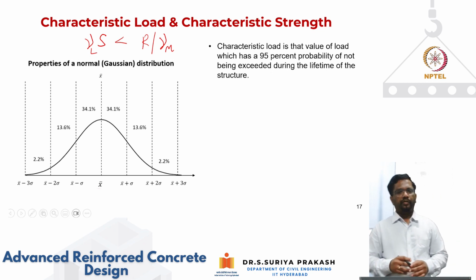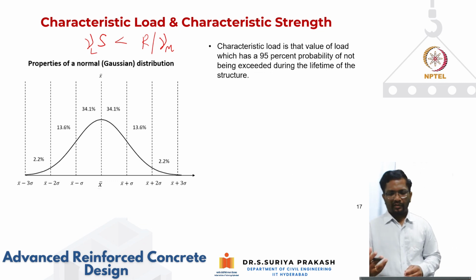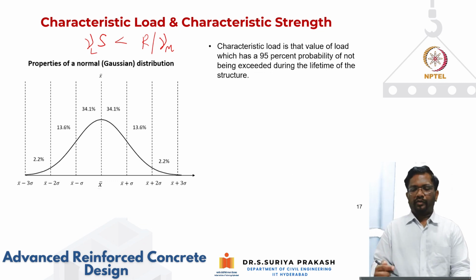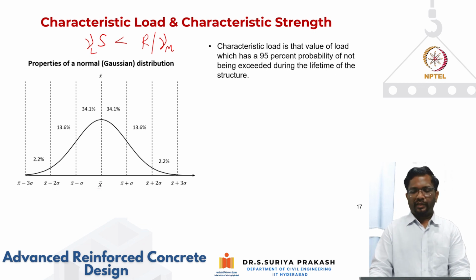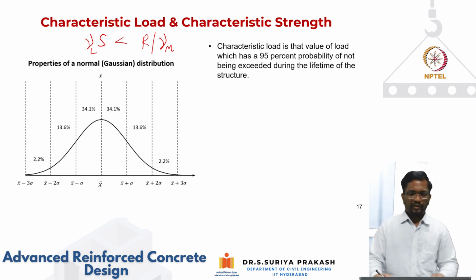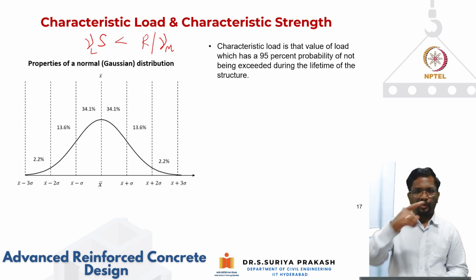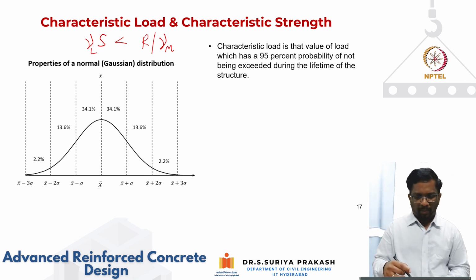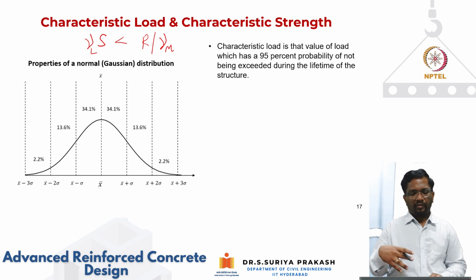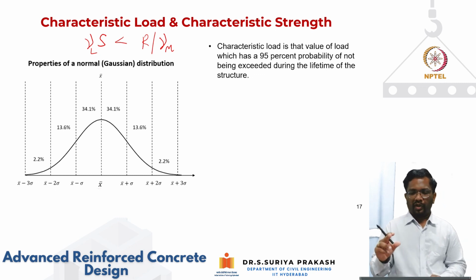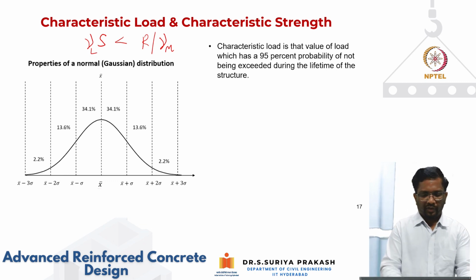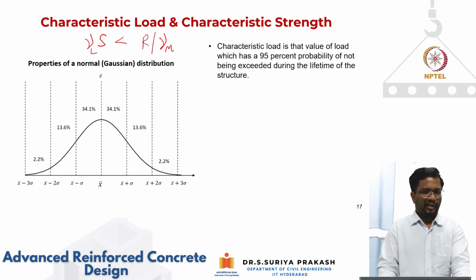Let's see what the characteristic load is. Characteristic load is a value of the load which has a 95% probability of not being exceeded during the lifetime of the structure. Let's go back to the previous example of the wind load distribution that we saw. For design, we have to choose a load in such a way that only a 5% probability of exceedance is going to be there. So let's say this is the wind load distribution that we have.